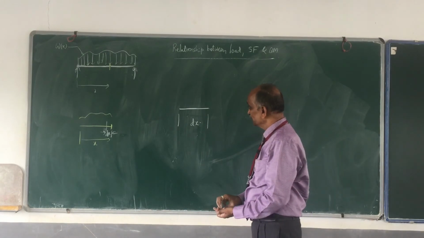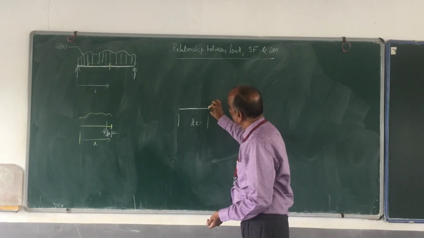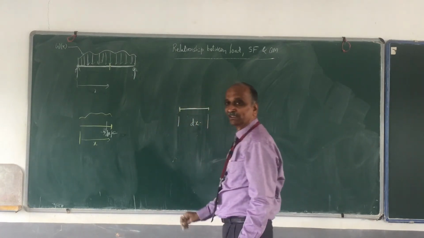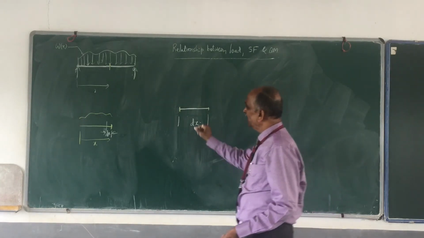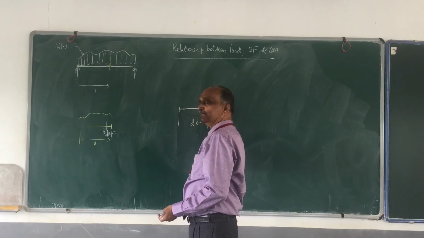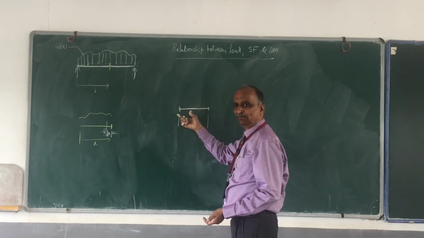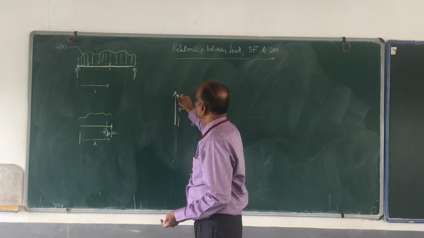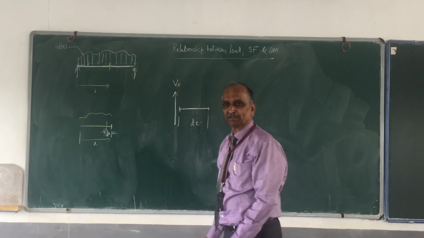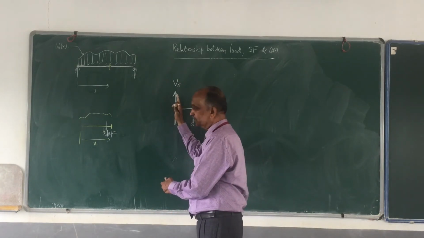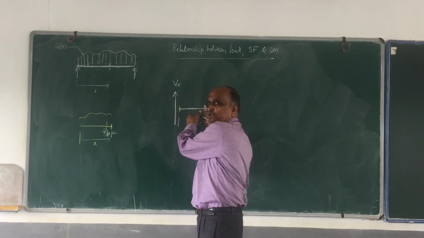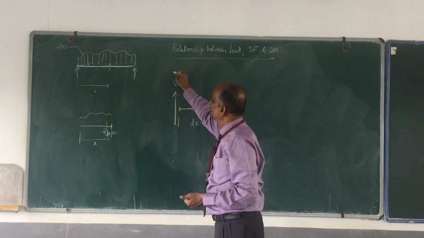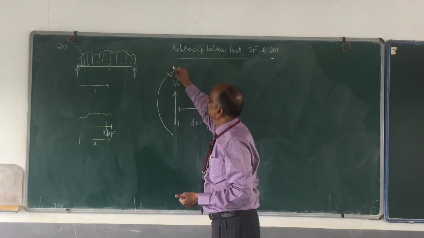I have cut it at both ends, here and here also. At this section, the portion of the beam is towards the right side. Therefore, what is my positive shear force? My positive shear force is upwards. I have taken a section, and the beam portion is to the right side. My positive shear force is Vx, and my positive bending moment is Mx.